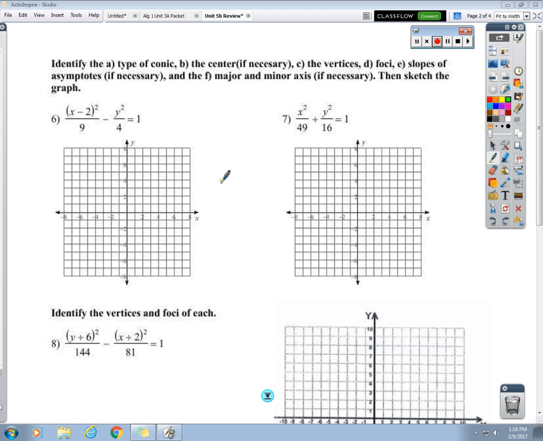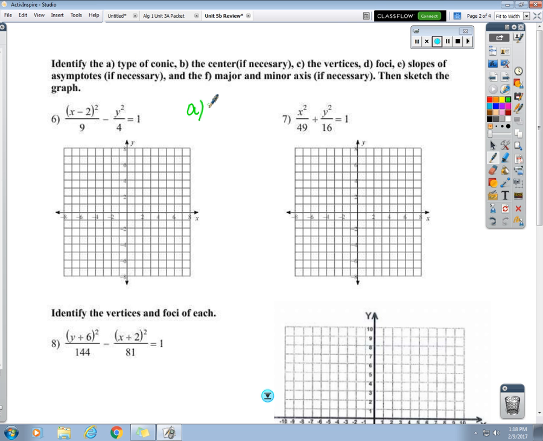Number 6, the directions say identify the type of conic, the center, the vertices, the foci, the slopes of the asymptotes, and the major and minor axis. Then sketch the graph. Well, for most of these, sketching the graph would come in handy first, right? So let's start with A.